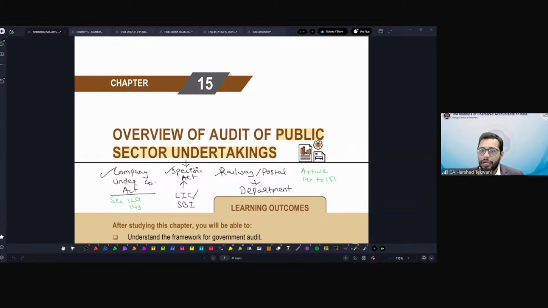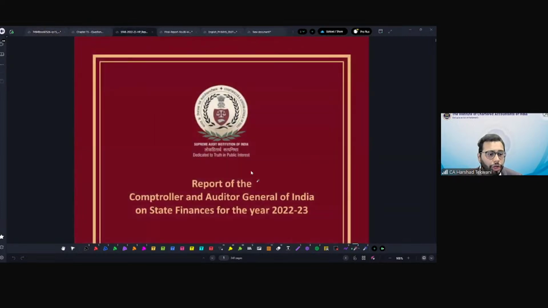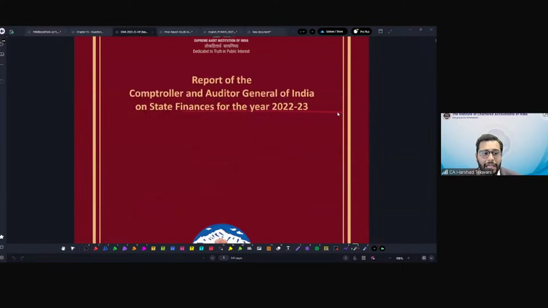You have annual audits. So the report that I showed you is on the finances for the year. This is the annual one. But apart from that, you have the other audits, the way we have other assurance engagements in companies.